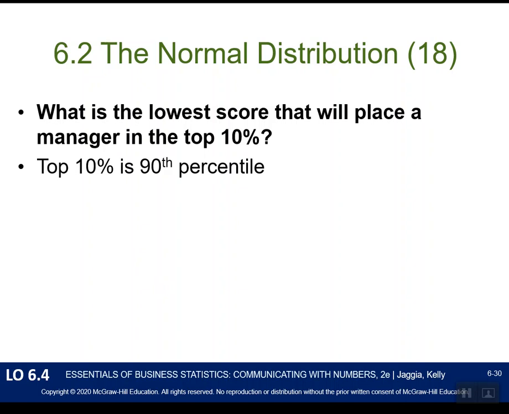So the top 10% is the 90th percentile. So we can say what's the lowest score in the top 10% is also the same as saying what's the top score in the 90th percent. So what is the probability that X is less than 0.9?